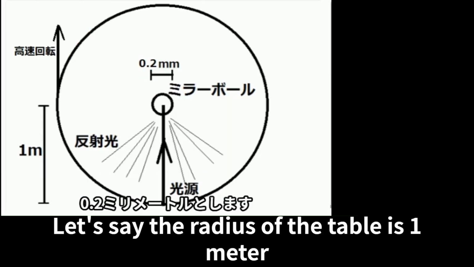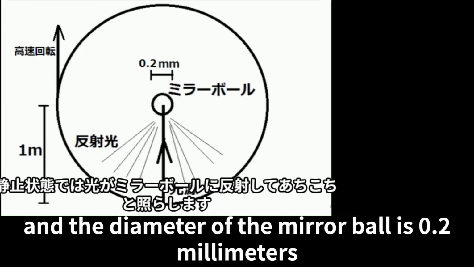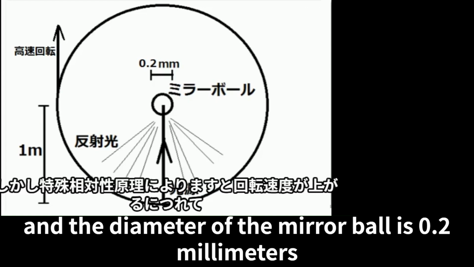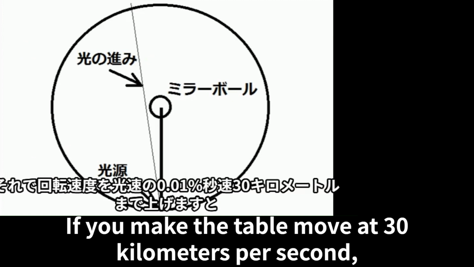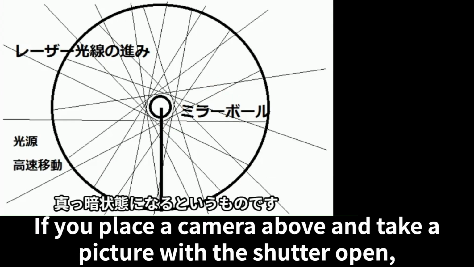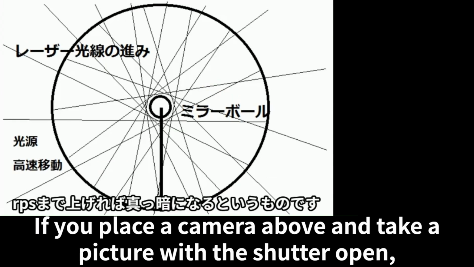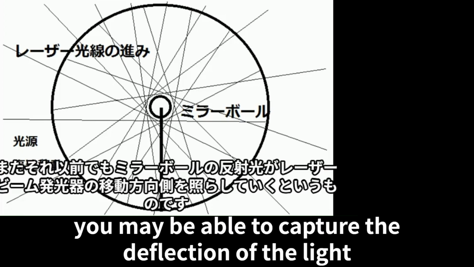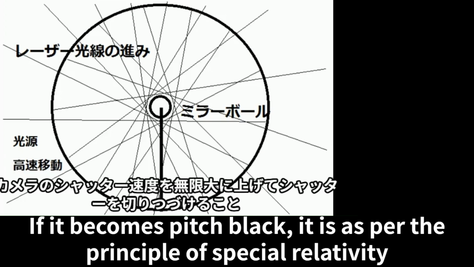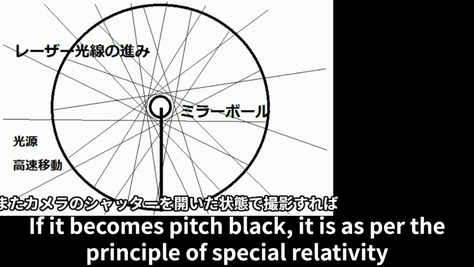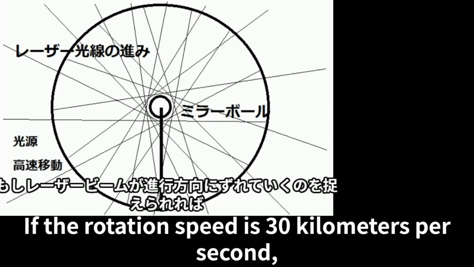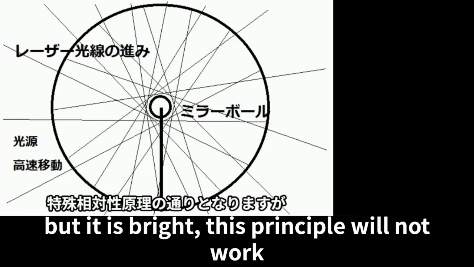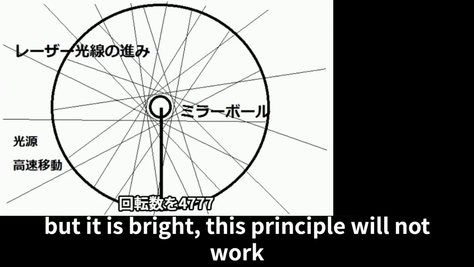Let's say the radius of the table is 1 meter, and the diameter of the mirror ball is 0.2 millimeters. If you make the table move at 30 kilometers per second, it will become pitch black. If you place a camera above and take a picture with the shutter open, you may be able to capture the deflection of the light. If it becomes pitch black, it is as per the principle of special relativity. If the rotation speed is 30 kilometers per second, but it is bright, this principle will not work.